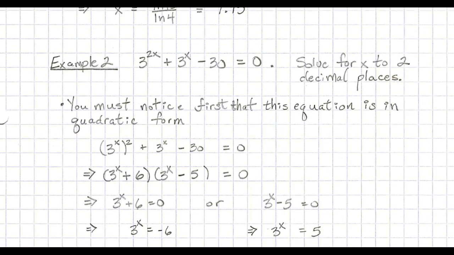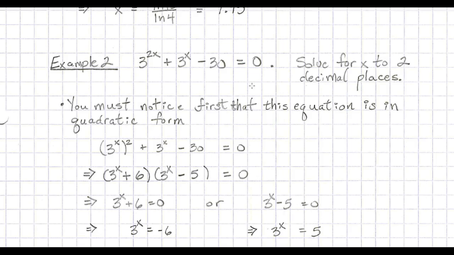As a further example, we want to solve 3 to the power 2x plus 3 to the power x minus 30 equals 0. We want to solve this for x to 2 decimal places. I introduced this example because there's a few in your homework that are like this. The first thing you have to do is recognize this as actually a quadratic form.